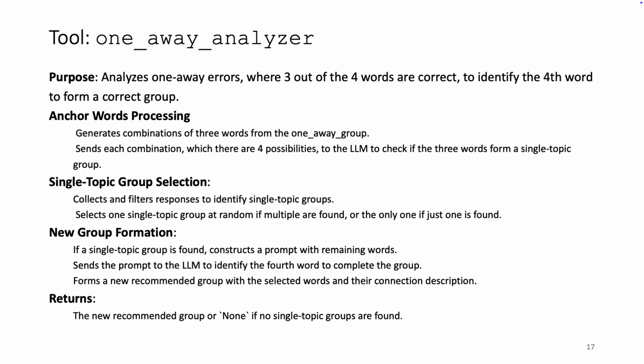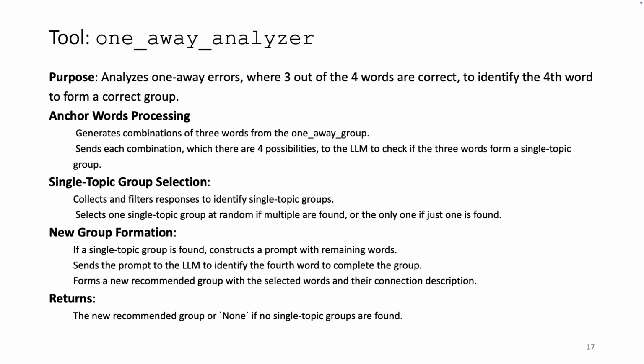The one-way analyzer is a specialized tool for handling one-way errors. The purpose of this tool is to analyze groups of 4 words where the connection puzzle indicates 3 out of the 4 words belong to the same category or topic. The tool works to find the correct 4th word that would complete the set.